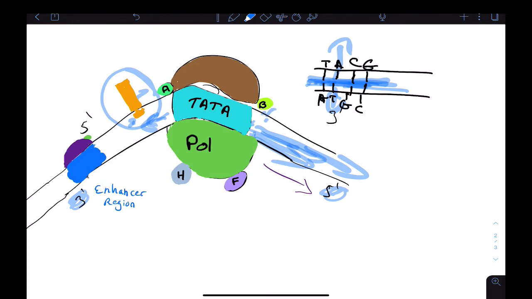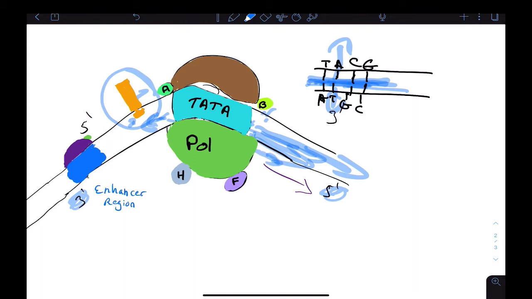So this is what happens with repression. Either it's not going to allow the DNA complex to change from a closed to an open formation, or it's going to prevent the polymerase from escaping and moving forward. Those are the two things.